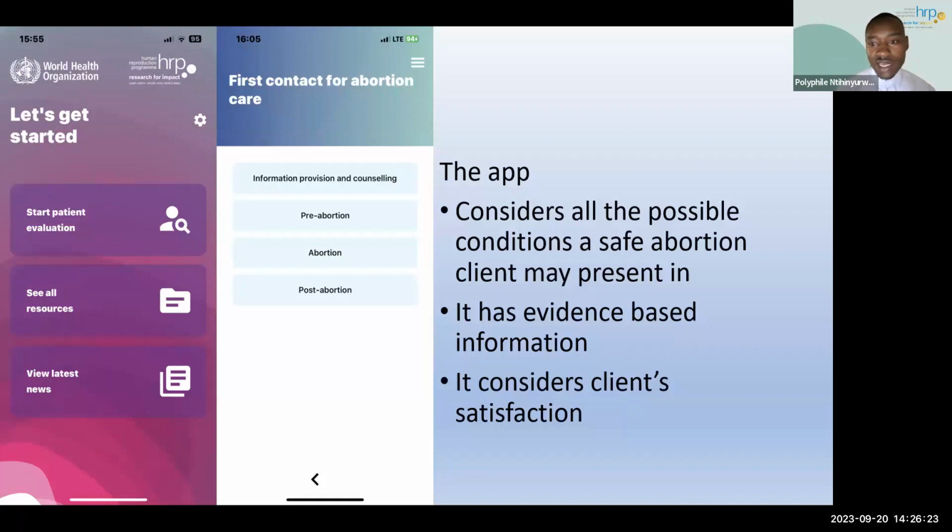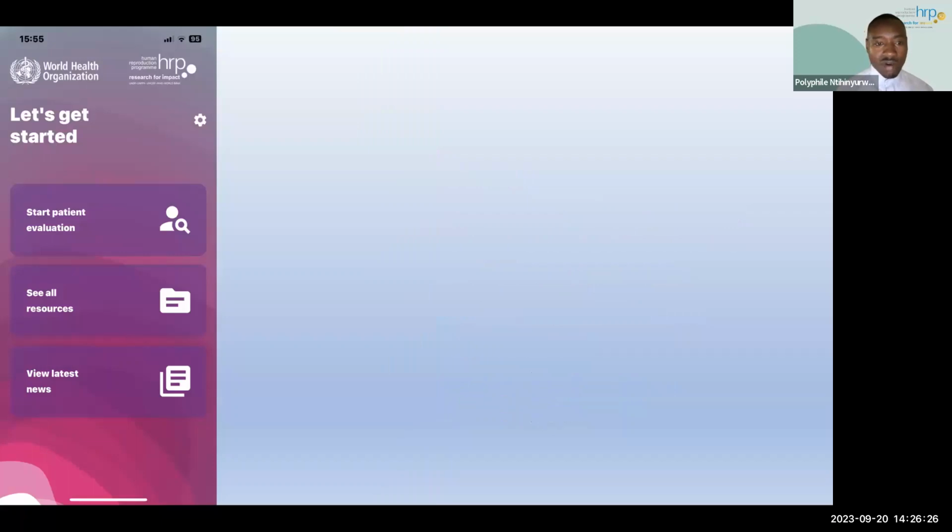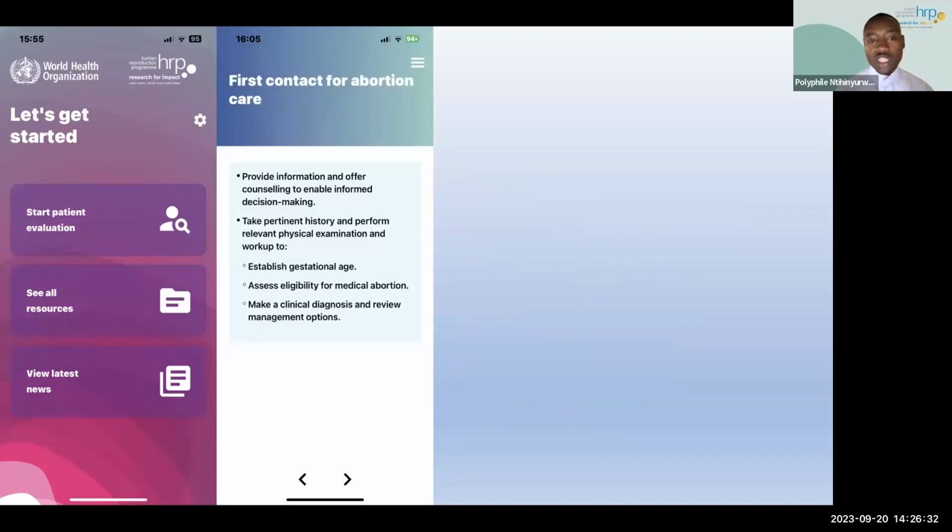Next slide, please. For example, the app takes into consideration reminding you to provide information and offer counseling to the clients so that the clients can make informed decisions. And it takes all the levels that you will need in the next steps of management, and everything that is elaborated on this screen is included in the app.